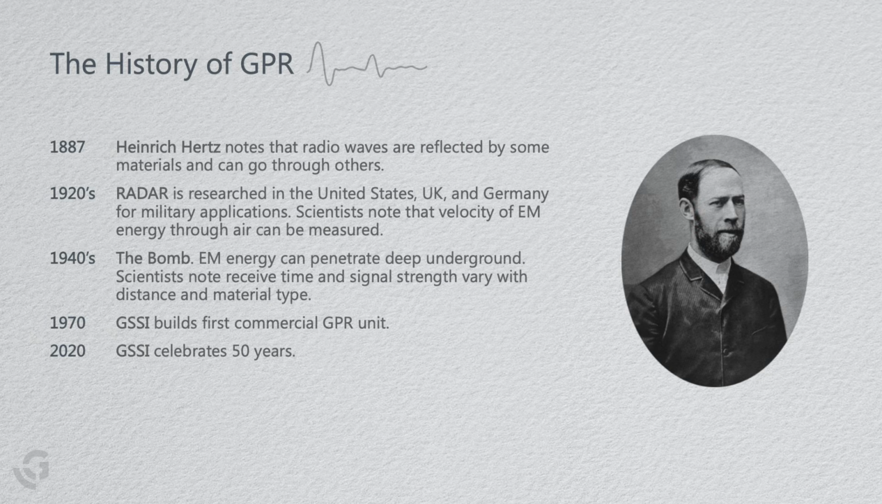Starting in 1887, Heinrich Hertz notes that radio waves are reflected by some materials and can go through others. In the 1920s, radar is researched by the military. Scientists note that the speed or velocity of electromagnetic energy through air can be measured. In the 1940s, while testing the first atomic bomb, scientists concluded that electromagnetic energy can penetrate deep underground. Scientists note that the time and signal strength vary with distance and material type.